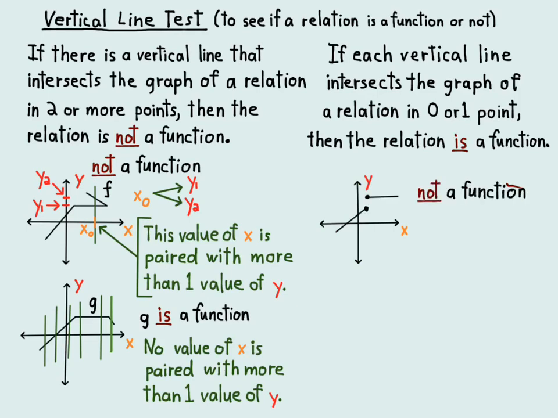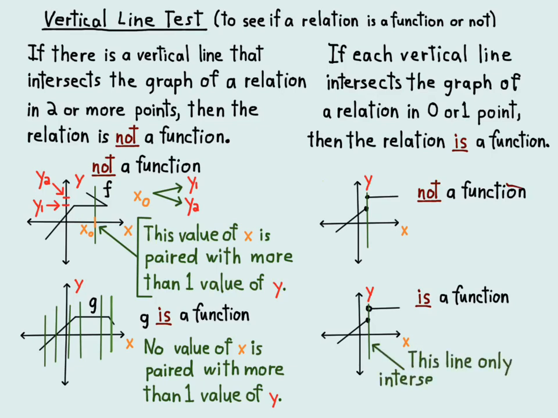Now this one is not a function because there's one value of x that gives you two different values of y right there. However, if I made one of those endpoints an open dot, then that same vertical line only intersects the graph in one place, which is the lower dot, because the upper dot is a hole. It goes through that hole there. So that one is a function. This line only intersects the graph once.